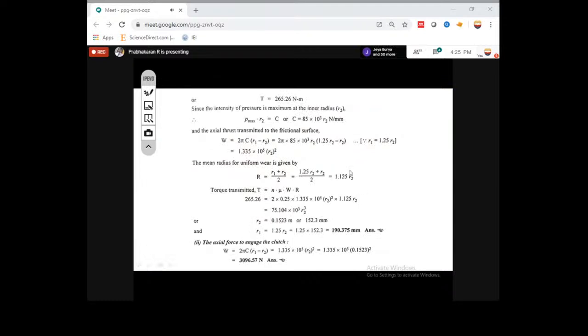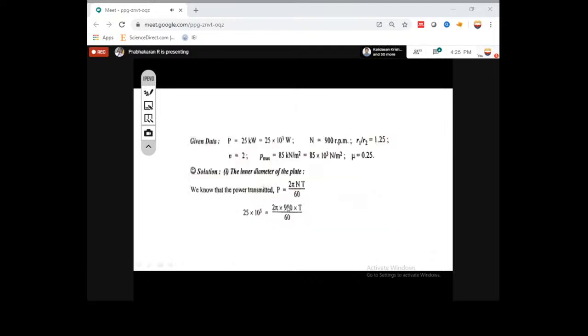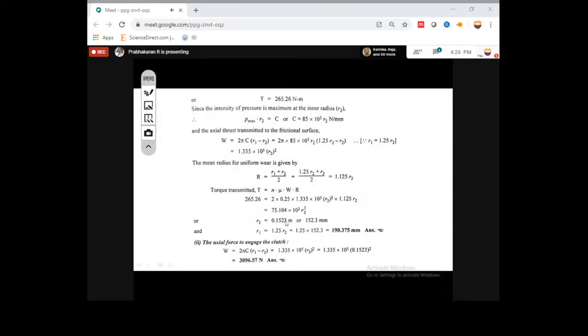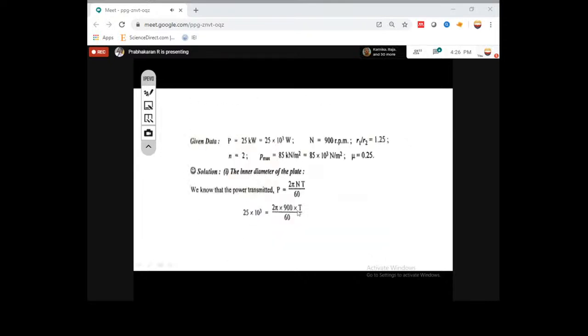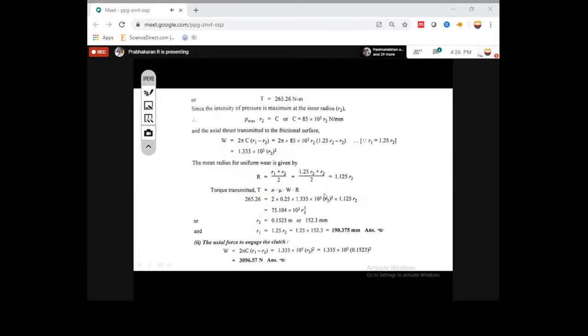Okay, from that you can definitely understand the R value here in terms of R2. I have substituted all the values. We know the torque, which we already found from the power formula. So finally I got the answer R2. I have substituted R2 in R1 by R2 equal to 1.25, so definitely you will get the answer R1. So this is the final R1 and R2. If you found R1 and R2, finally you will get the answer for the W value. Okay, this is the simplest way we can explain it.